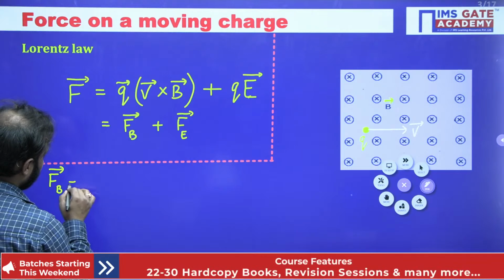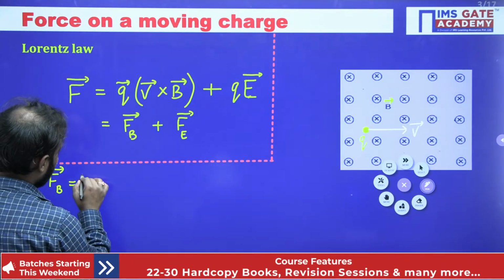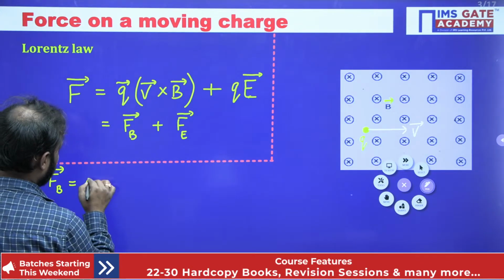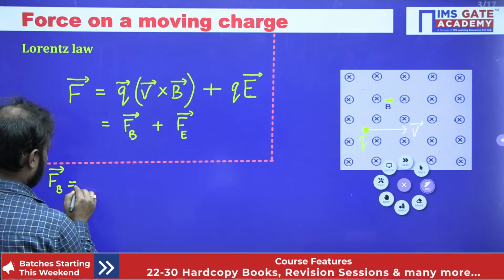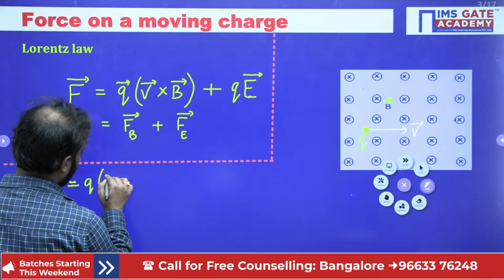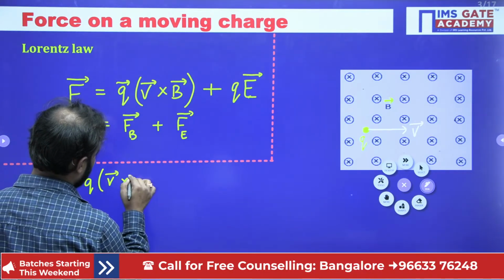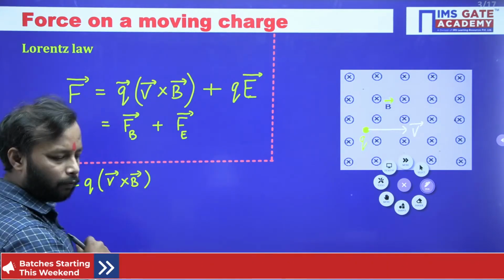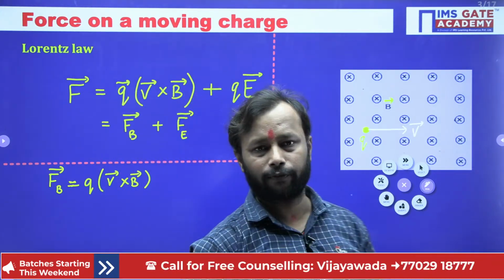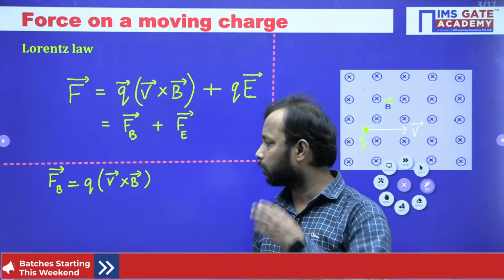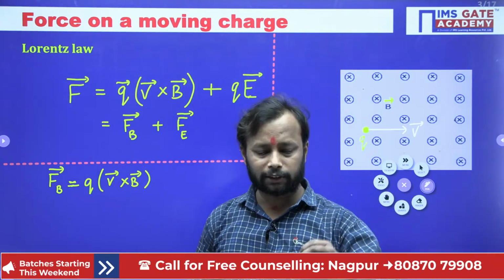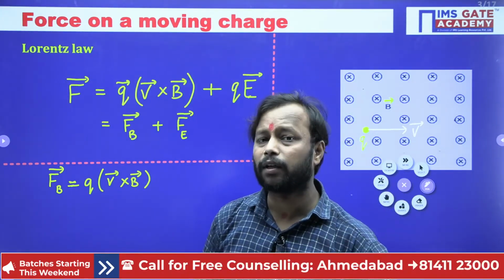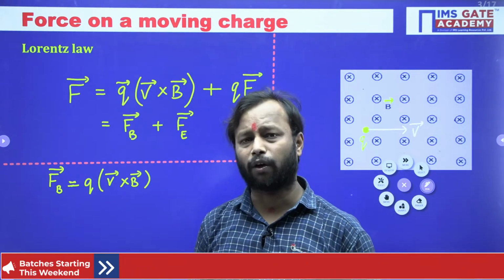magnetic field is given by Q times V cross B. What is V? V is the velocity, B is the magnetic field density, and Q is the charge. Now, this velocity is basically what? This velocity is the velocity of the charge, or you can say the velocity of the electron.